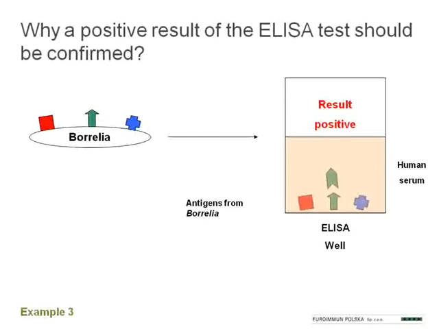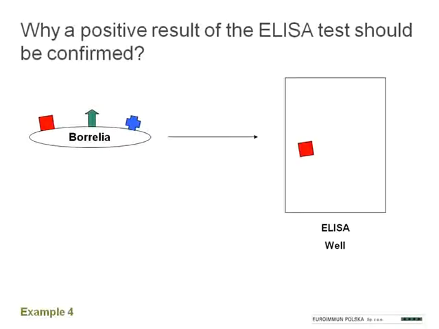But of course, such a system also has one disadvantage. Maybe in the future you will meet a patient that has never had contact with Borrelia, but maybe with some other bacteria, and produces these unspecific antibodies.